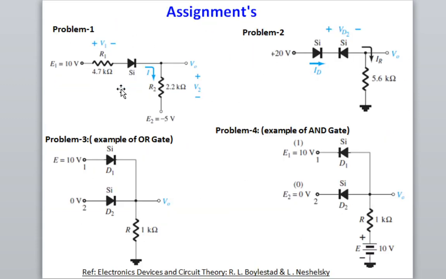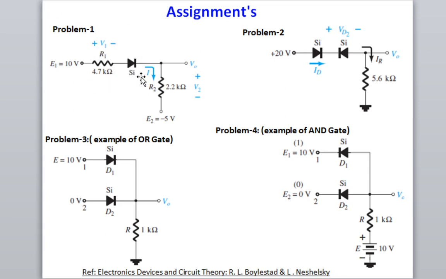I am giving some more problems for you to solve. You are given a few assignments to find the output voltage, output current, or the voltage across a resistance. So this is problem 1, problem 2, problem 3, problem 4. In problem 1, you have been asked to find the output voltage VO and the voltage drop across R2, that is V2. You have to determine V2, the output voltage, then the current I across R2, and then V1.